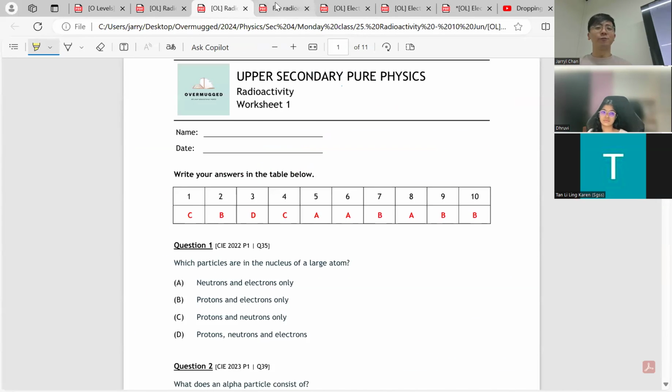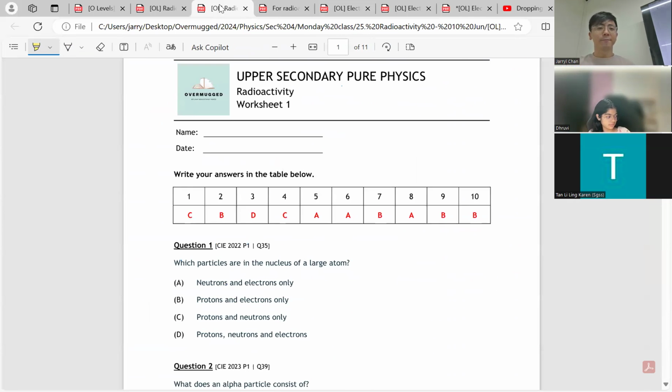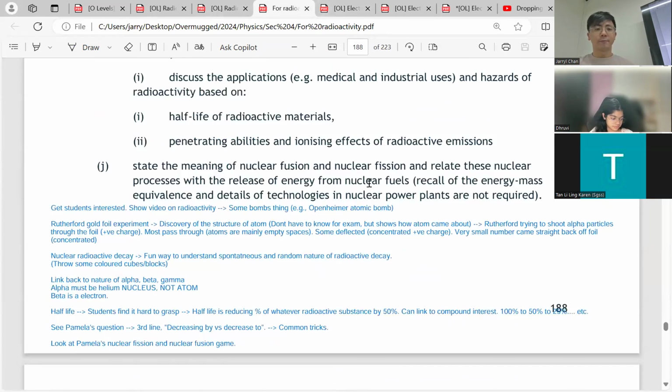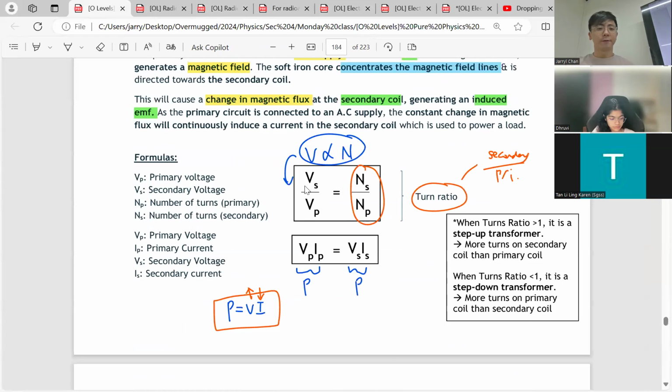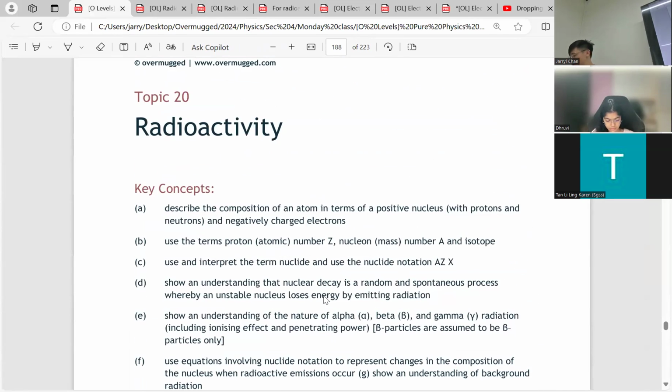Okay, let's move into radioactivity. So we are on page 1A of the lecture notes. Radioactivity, to put it simply, if you are interested in killing people with atomic bombs, then this topic becomes quite interesting.